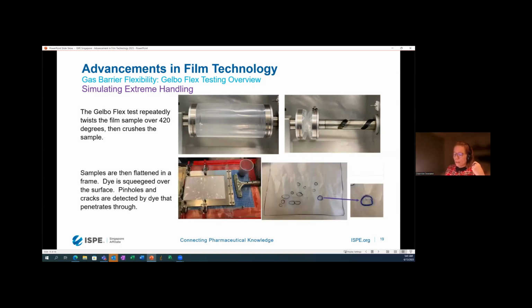And you can cycle to however many cycles that you choose. Then to evaluate them, the samples are flattened, and dye is used and squeegeed over the surface, and the holes and cracks are detected by the dye that penetrates through the flexed film. And here you can see that there are several circled areas where we discovered cracks or pinholes by detecting dye on the opposite side in the paper.